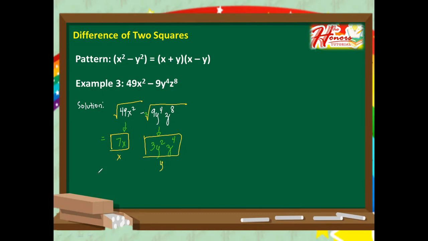So let's follow the pattern. Pattern is x plus y first. So that is 7x plus 3y squared z raised to 4 times x again. So that is 7x minus y. That is 3y squared z raised to 4. And that's it. That's the final answer for number 3.